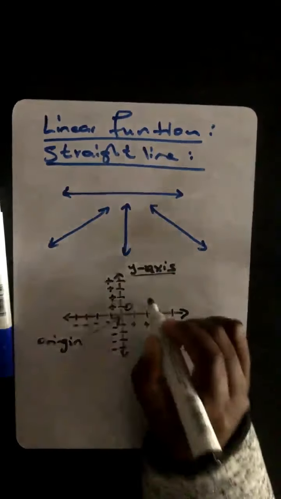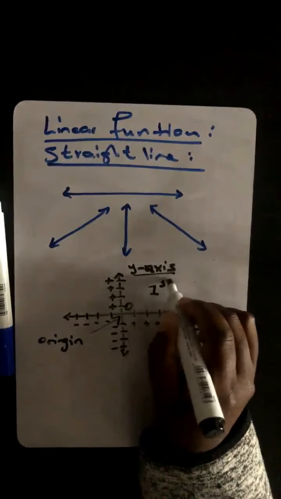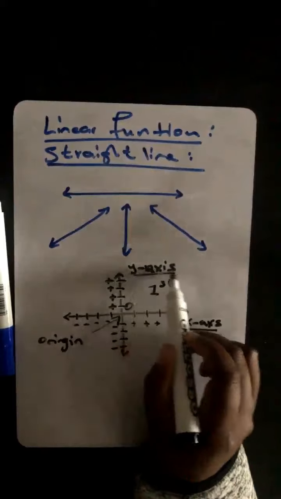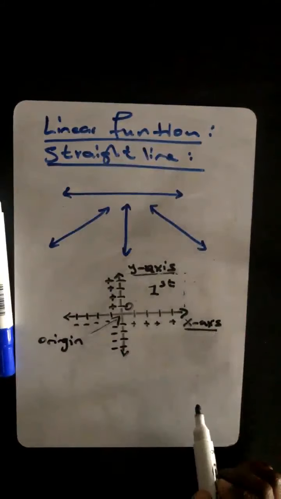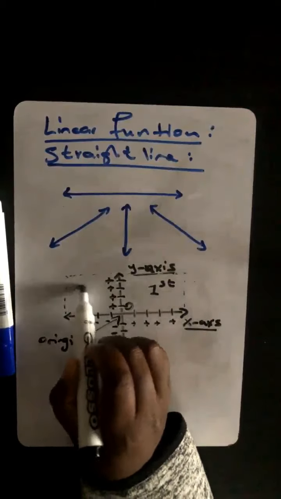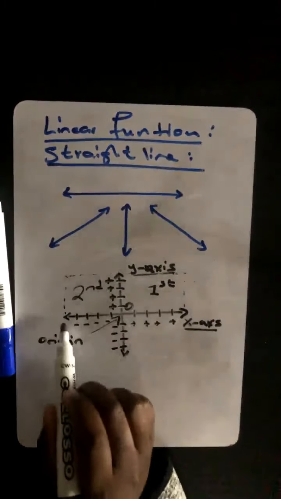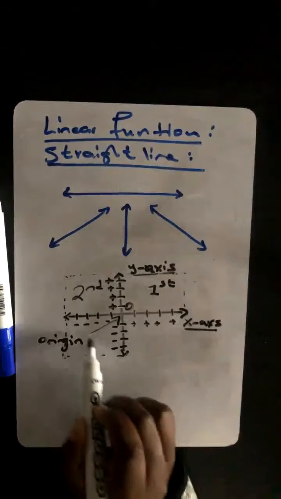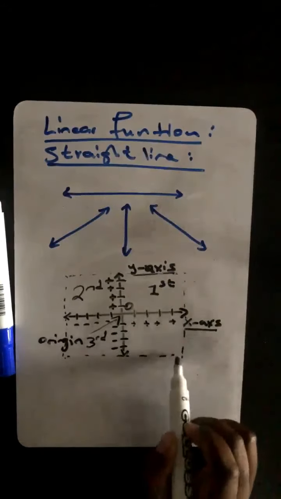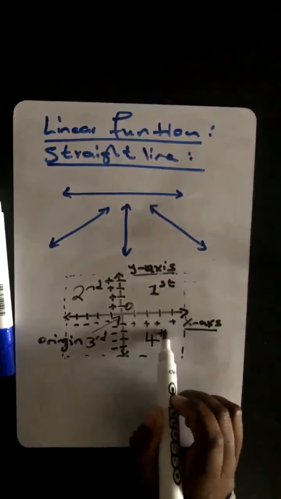So remember, this is the first quadrant. When we talk about the first quadrant, we talk about this section of the Cartesian plane. So that is going to be the second quadrant. Obviously, this will be the third quadrant. And this is going to be the fourth quadrant.